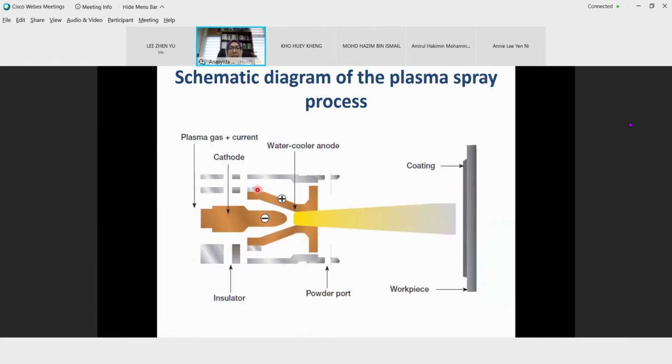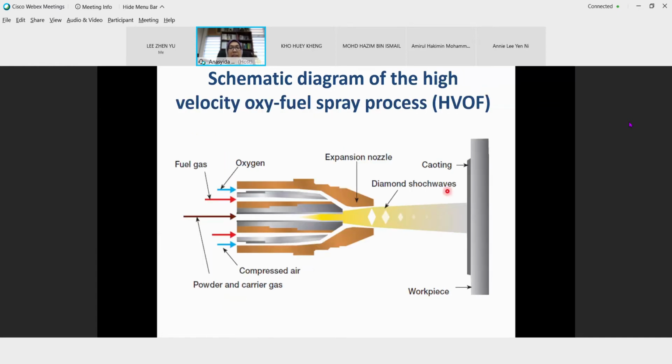And this is using a plasma. So instead of using arc or combustion gas, you are using a plasma to create the heating process. For plasma, they are using powder feedstock. This is just an example. They can also use wire. So this is the last one, which is the high velocity oxy-fuel spray process.